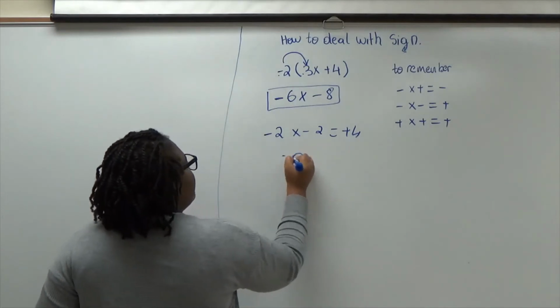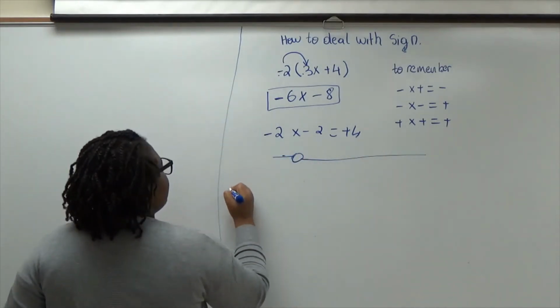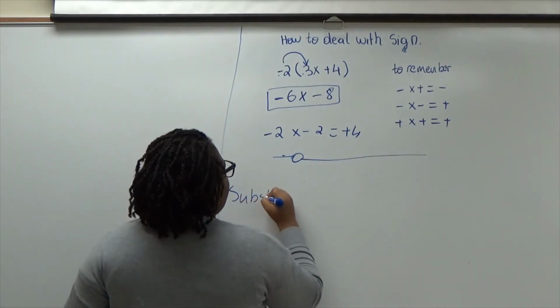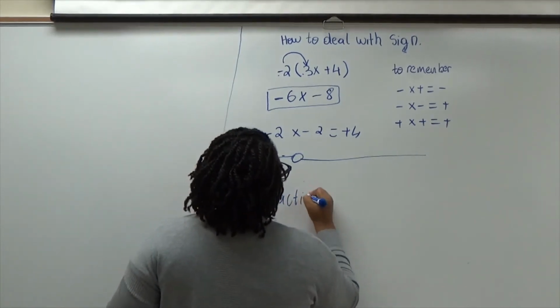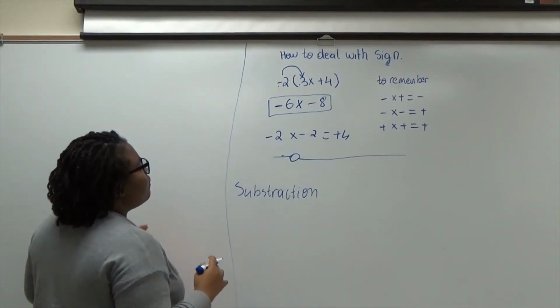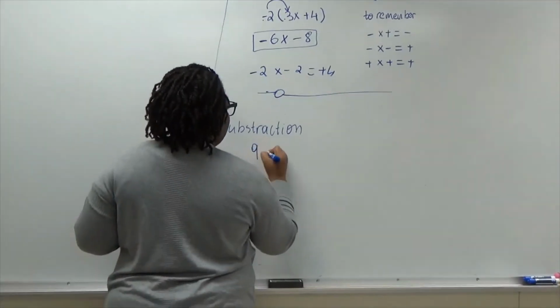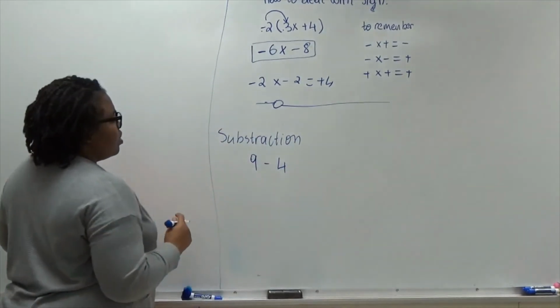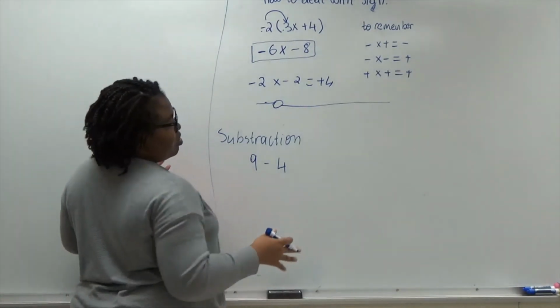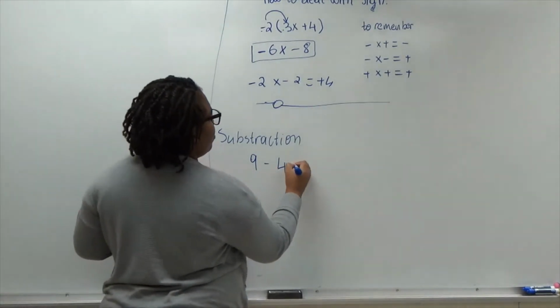So now, when I'm dealing with subtraction, I'm going to do a simple one. 9 minus 4. We all know that 9 is the biggest number, so 9 minus 4 is going to be 5.